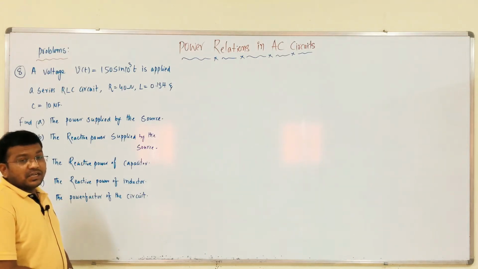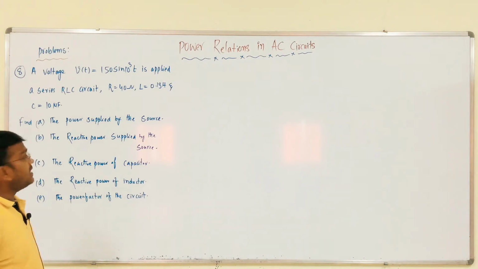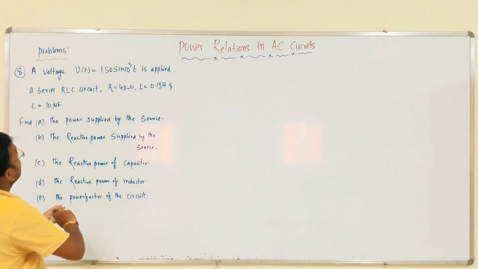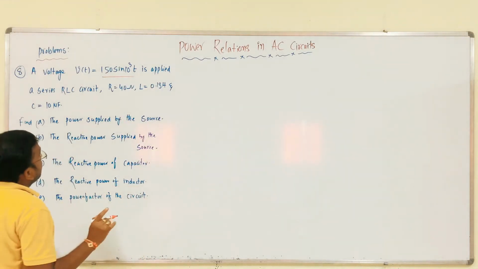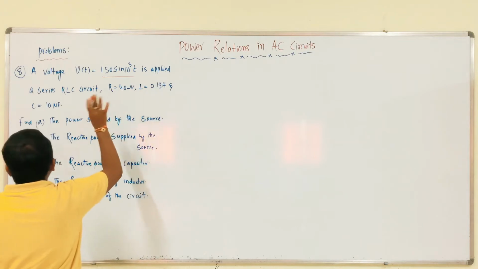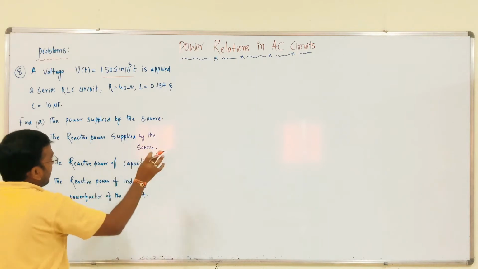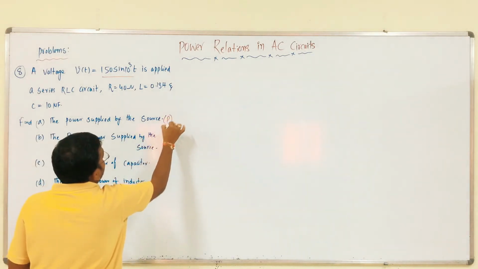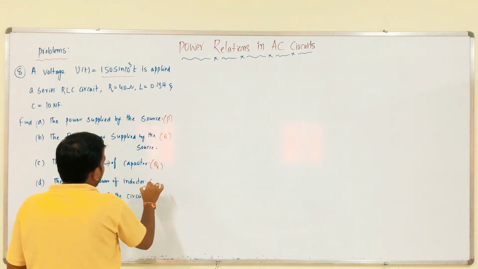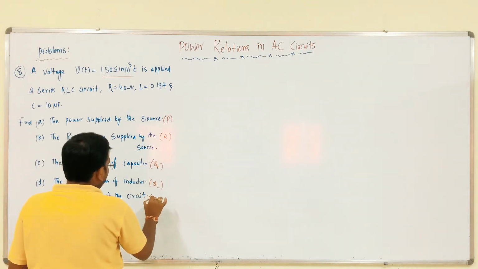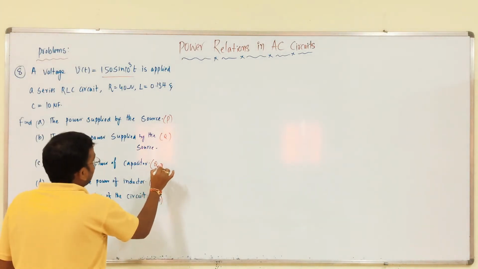Hello everyone, let us continue the problems of power relations. Now we have to discuss the 8th problem. A voltage 150 sin 10 cube t is applied to a series RLC circuit. Then we have to calculate the power supplied by the source, the reactive power supplied by the source, that is P and Q, and the reactive power of the capacitor and inductor, QC and QL, and finally the power factor. So, we have to calculate all these parameters.